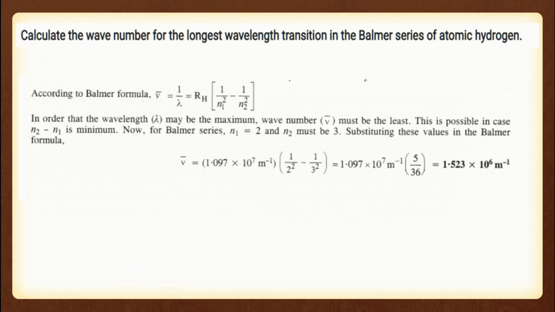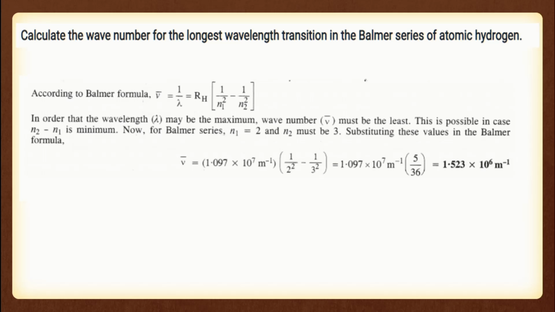Calculate the wave number for the longest wavelength transition in the Balmer series of atomic hydrogen. According to the Balmer formula, nu bar is equal to 1 by lambda is equal to RH into (1 by n1 square minus 1 by n2 square). In order that the wavelength lambda may be maximum, wave number nu bar must be the least. This is possible in case n2 minus n1 is minimum. Now for the Balmer series, n1 is equal to 2 and n2 must be 3.